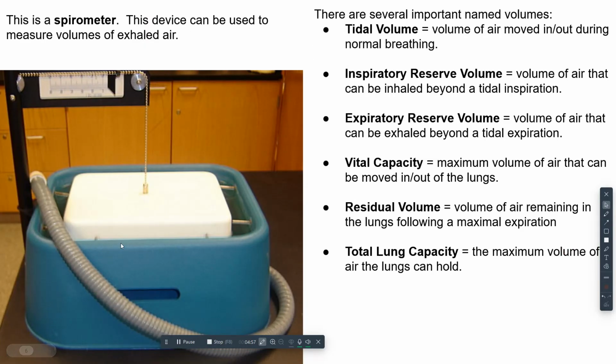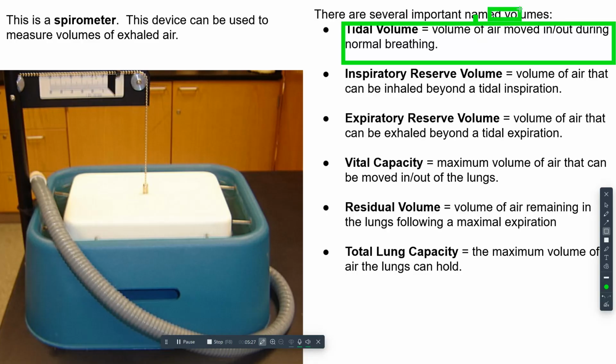Now this machine is a spirometer. This is a fancy spirometer right here. It is a device that can be used to measure volumes of exhaled air. And there's actually a bunch of different volumes that we label. Okay, the volume of air that you're usually breathing in and out is called your tidal volume. So the volume of air you are breathing in and out is the tidal volume.